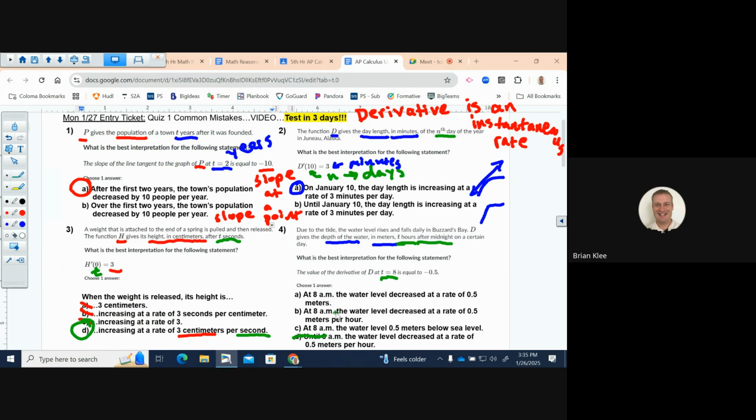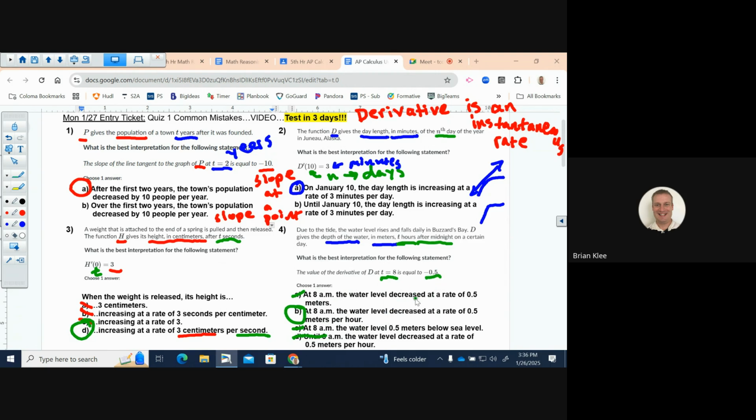At 8 a.m., the water level decreased at a rate of 5.5 meters. At 8 a.m., the water level decreased at a rate of 0.5 meters per hour. At a rate of 8 a.m., the water level, that's not a rate. That's talking about an actual number. So it's between A and B. And the big difference, A does not have that word per hour. Our correct answer is B. At 8 a.m., the water level decreased at a rate of 0.5 meters per hour.